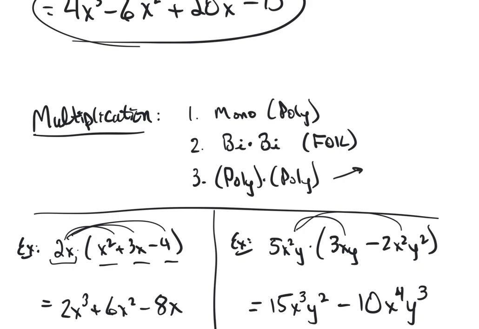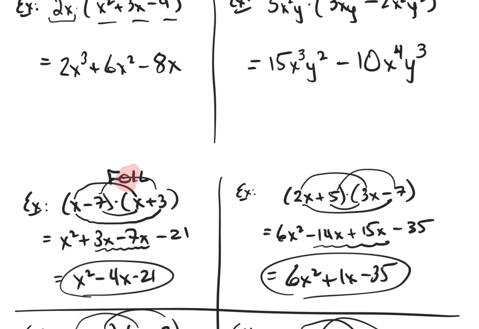So this can be things like a binomial times a trinomial, or a trinomial times a trinomial, or something with 4 terms multiplied by something with 7 terms. All right, it can be any other kind of larger multiplication. Okay, so I'm going to start with ones that aren't too terrible, and then we'll kind of work ourselves up.